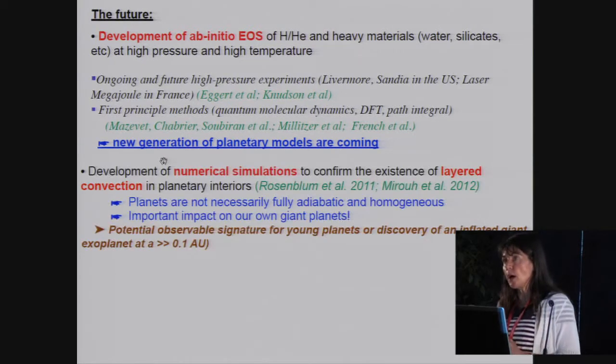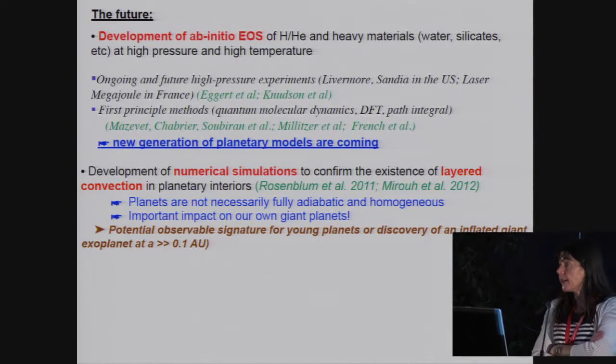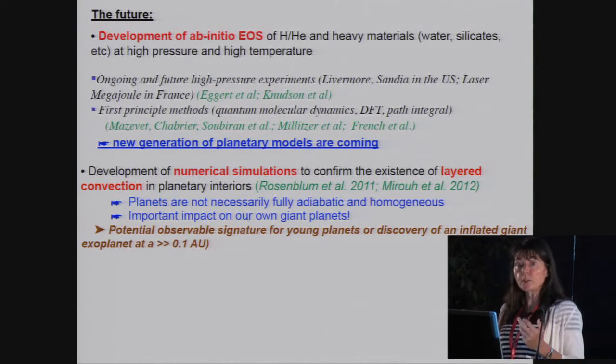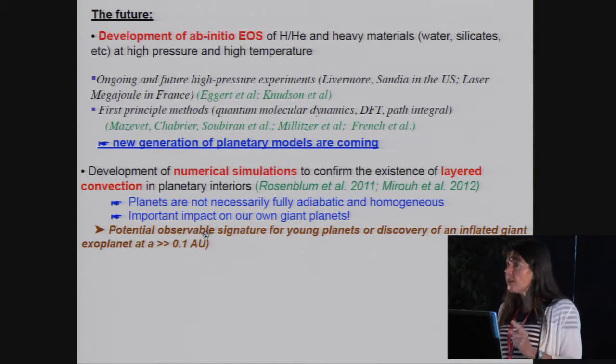Another point I would like to highlight is this question of whether planets are fully adiabatic or not. And here, numerical simulations, I think, are the only way to help and to see whether you can indeed have this process of double diffusive layers, and whether, if you form layers, they can actually survive during billions of years of evolution. But what is interesting also is that there is a potential observational signature for young planets that would have double diffusive convection, because they should be very faint at young age, typically a few million years.